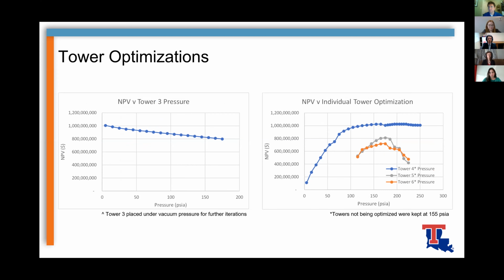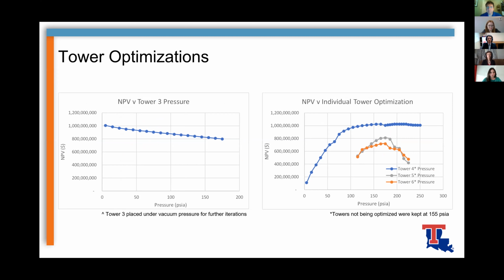So here, this is our methodology of optimizing the tower pressures. We started with the first tower, and as you can see on the left, it reached a maximum at around 5 PSIA. We were unable to go any lower than that because of KimCAD itself breaking. So 5 PSIA was our optimum for Tower 3 at about $1 billion.